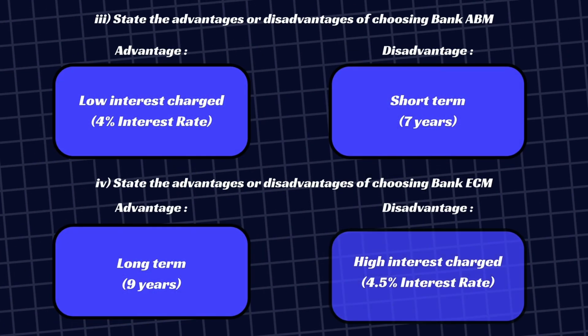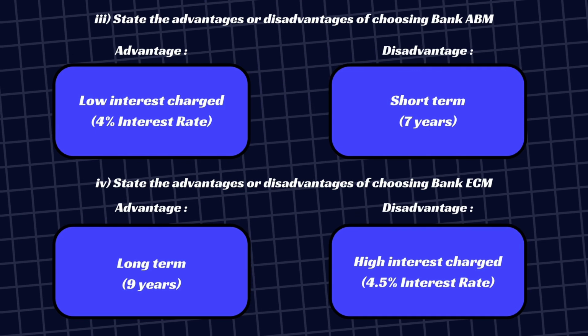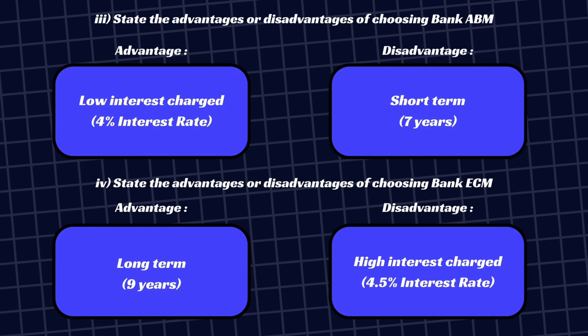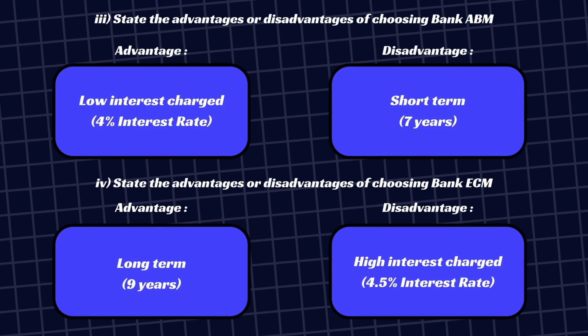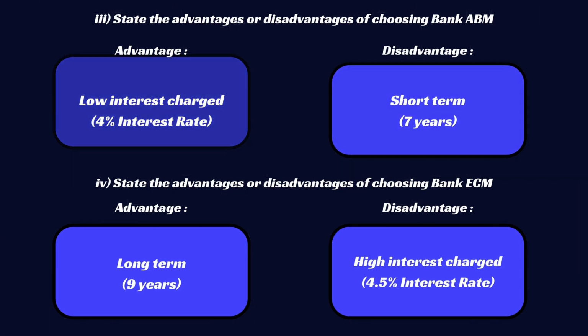Next, for question 3, state the advantages or disadvantages of choosing bank ABM. The advantage is low interest charge. The disadvantage is short term. For question 4, state the advantages or disadvantages of choosing bank ACM. The advantage is long term. The disadvantage is high interest.